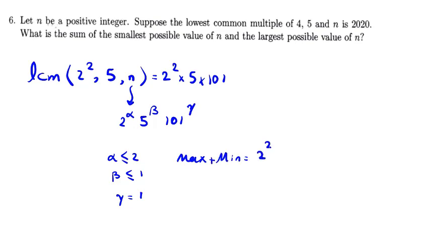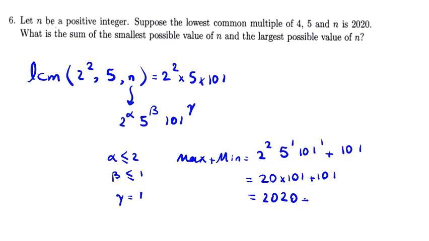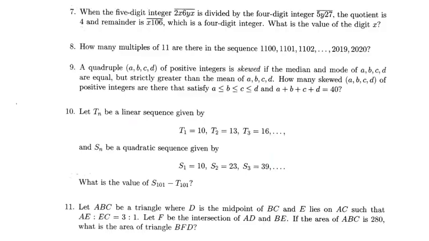Maximum is 2 squared, 5 to the power of 1, 101 to the power of 1, plus minimum. Alpha 0, beta 0, and 101. So it will be 4 times 5 times 101 plus 101. So it will be what? It will be 2020 plus 101. It will be 2121. So the answer is equal to 2121. SMO 2020 Junior Section First Round Problem number 7.